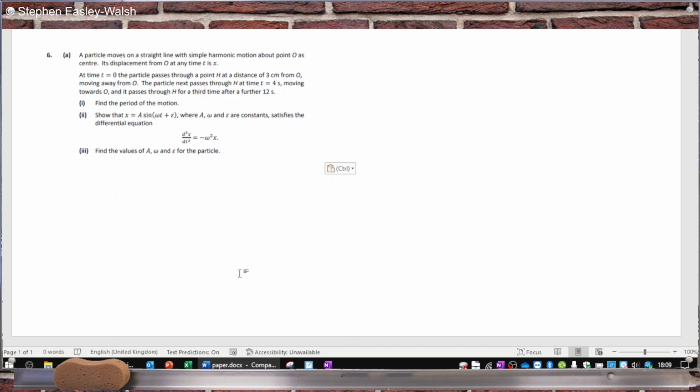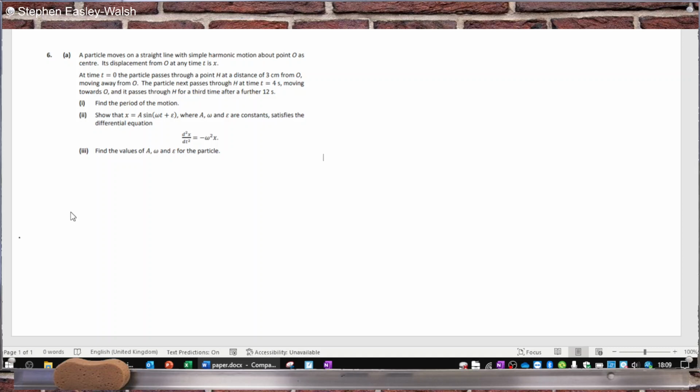Okay, so let's have a look here. A particle moves in a straight line with simple harmonic motion about point O as its center. Its displacement from O at time t is x. At time 0, the particle passes through H, a distance 3 from the origin, moving away from the origin.